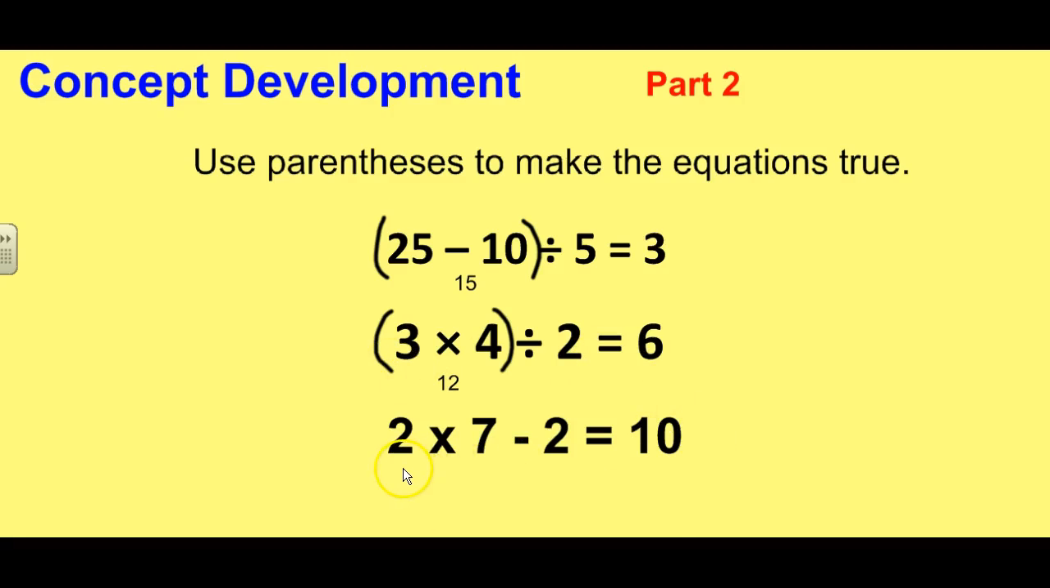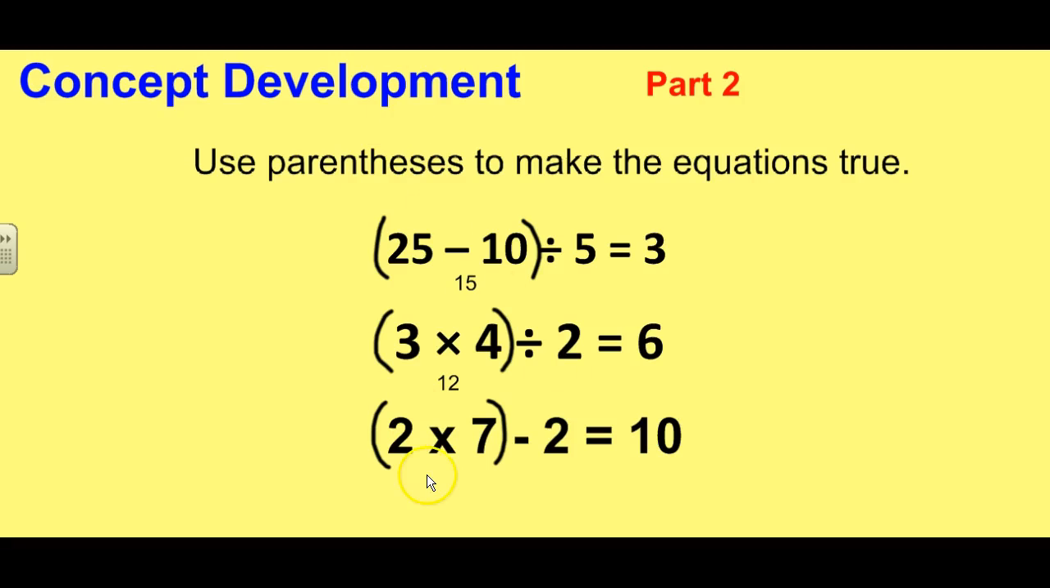Clear off your board and write this next equation. 2 times 7 minus 2 equals 10. Take your marker, put the parentheses around 2 times 7, and I want you to solve 2 times 7 and subtract 2 from that answer to see if it gives you 10, to see if we have our parentheses in the right place. Make sure you push pause to do that.